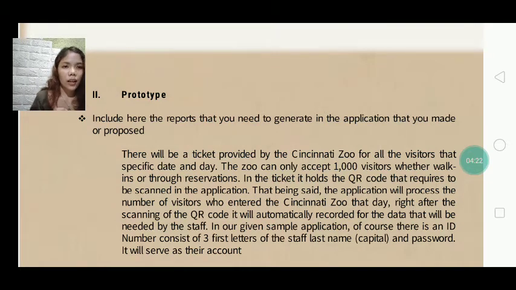Right after the scanning of the QR code, it will be automatically recorded as the data that will be needed by the staff. In our given sample application, of course, there is an ID number consisting of the first 3 letters of the staff's last name in capital, and a password. It will serve as their account.